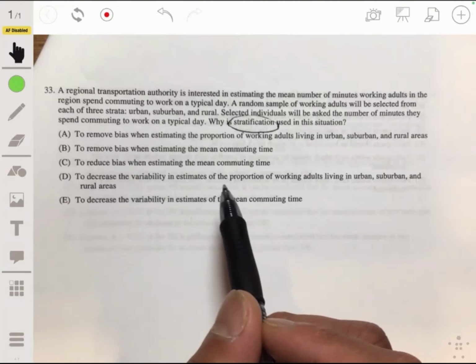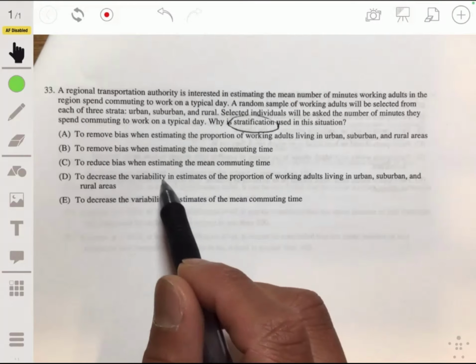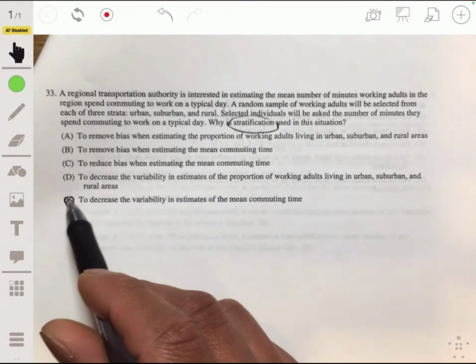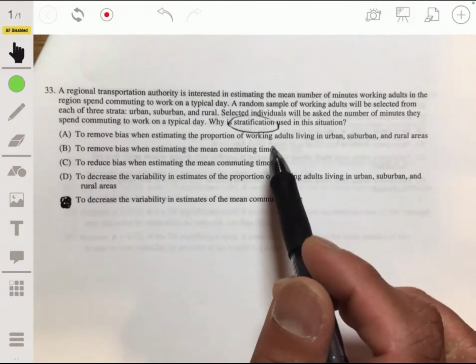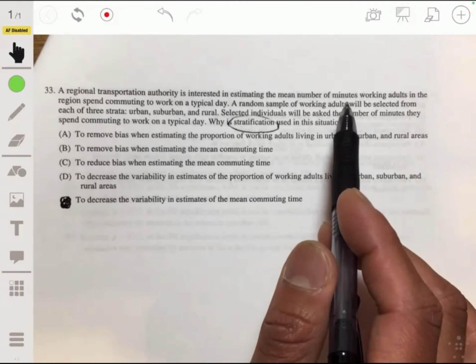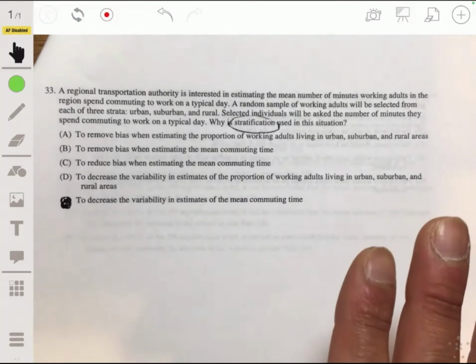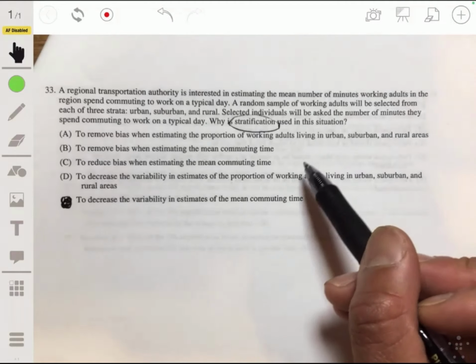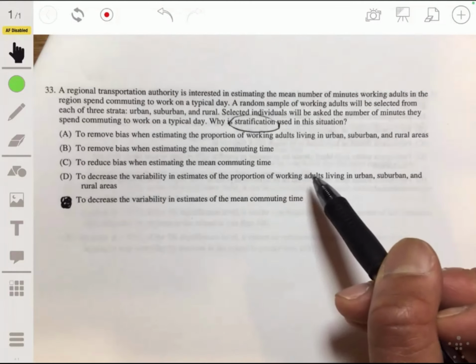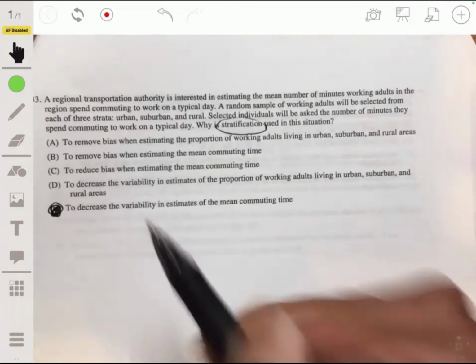And so we want to look at variability, and it's going to be E because we're looking for the proportion. We're looking for the total. We're looking for all these adults and their average mean time to work. We're not looking for the mean time among each subgroup. So our answer will be E.